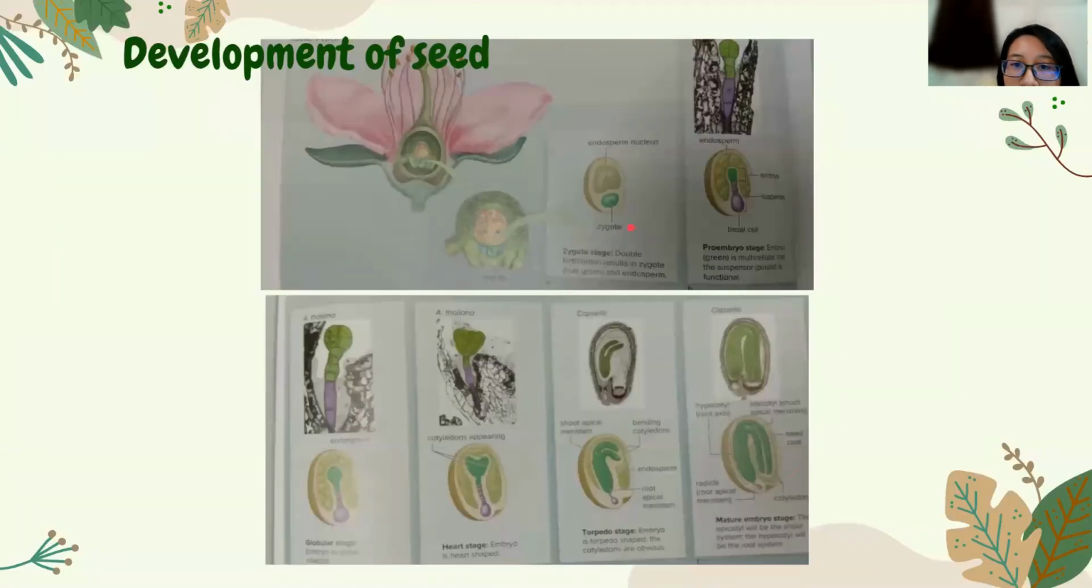So this is the zygote stage, the zygote and the sperm. This is the embryonic stage, the suspensor. This is the globular stage and the sperm.